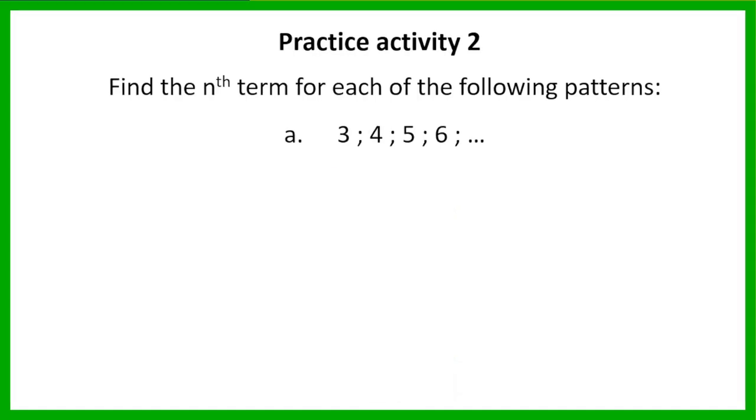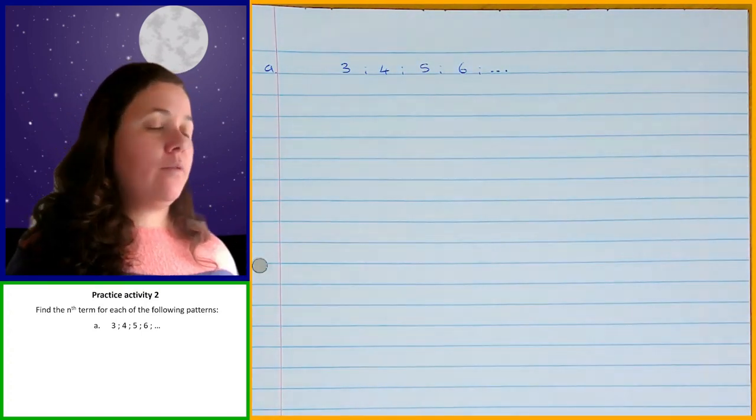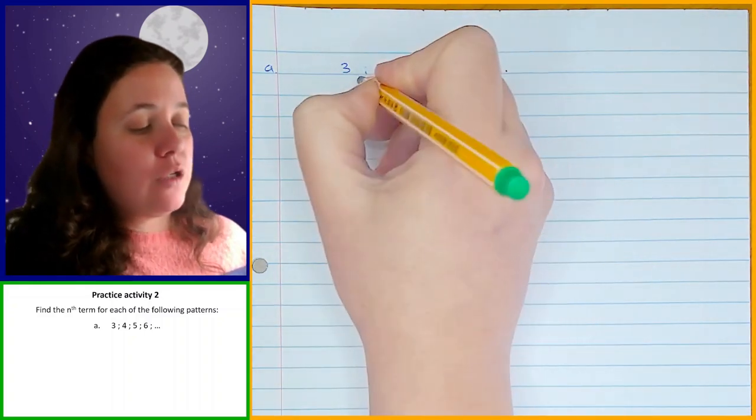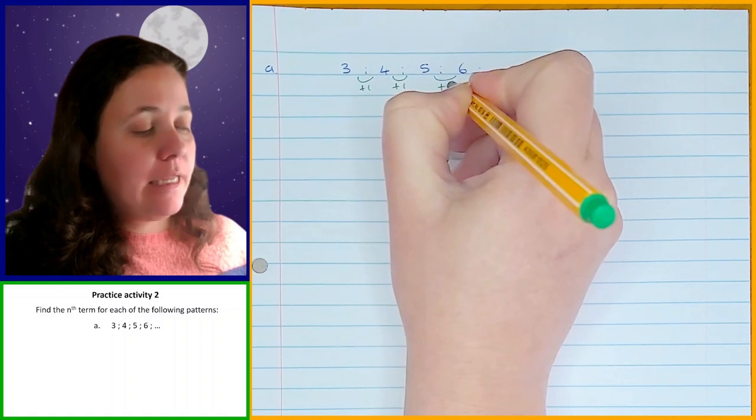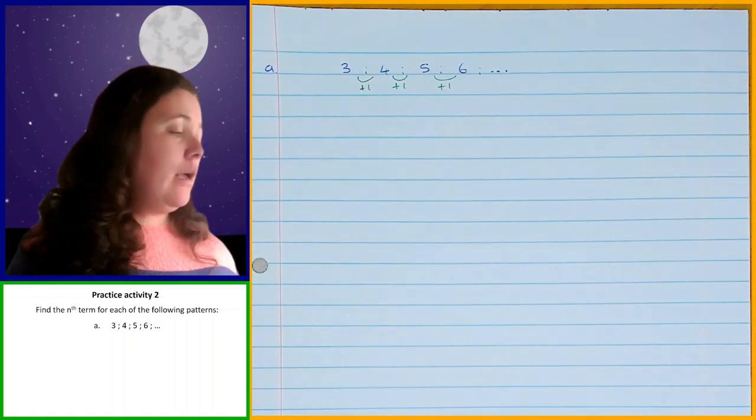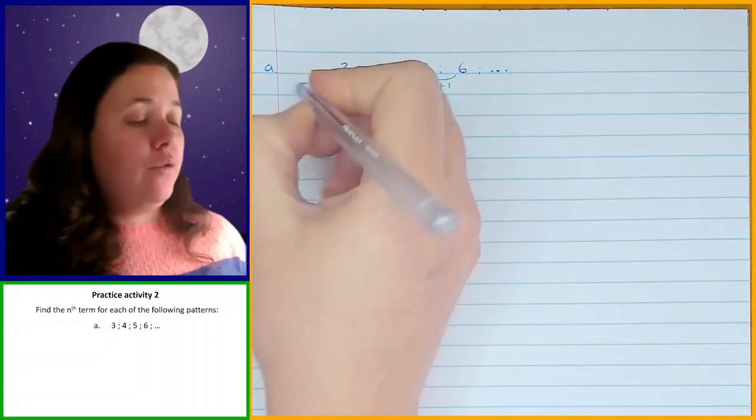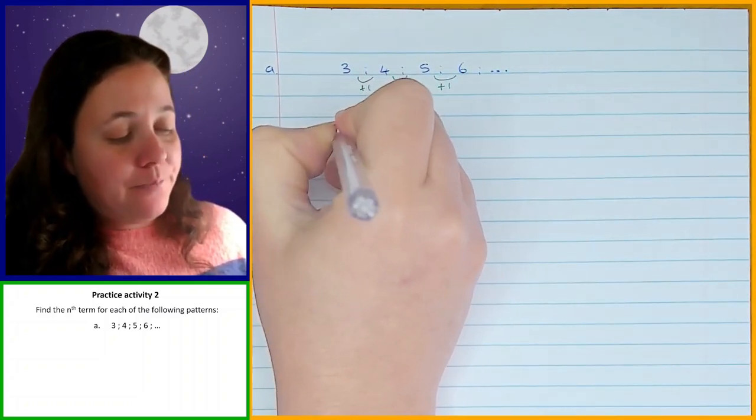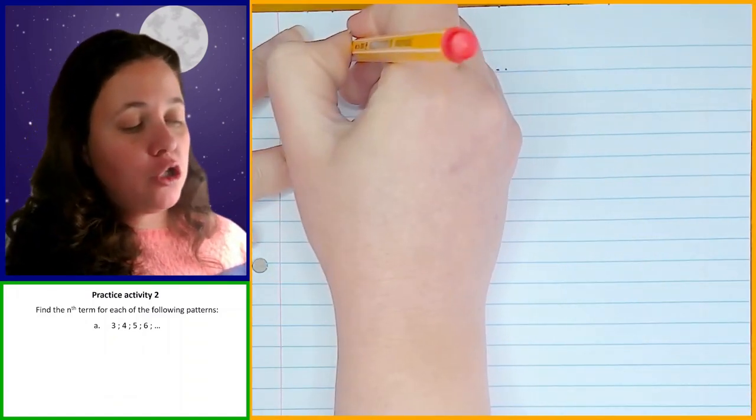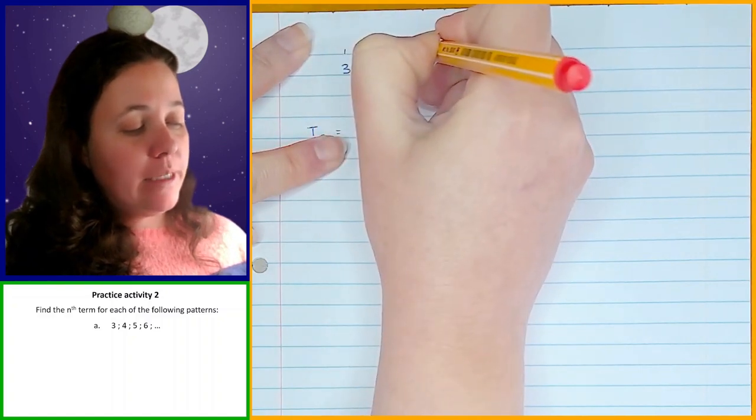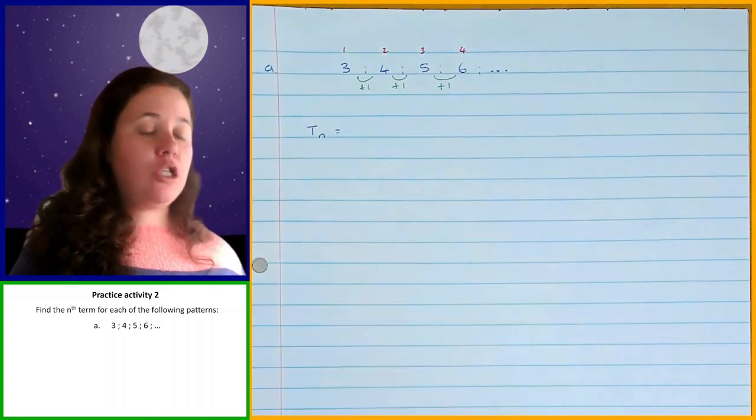Okay, so let's go through that. In this one, we had the pattern 3, 4, 5, 6. First of all, look to see what the common difference, or the constant difference, is. We are adding 1 each time to get to the next term. Now to find our rule, we're always going to be trying to find Tn. So I need to know, what am I doing to my n value, which is the term number, each time to get to the term value?